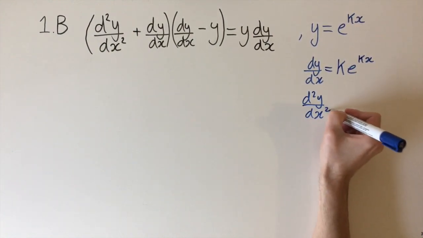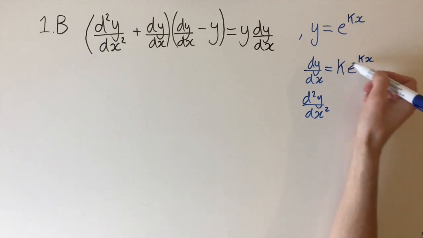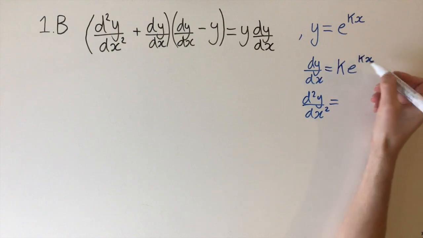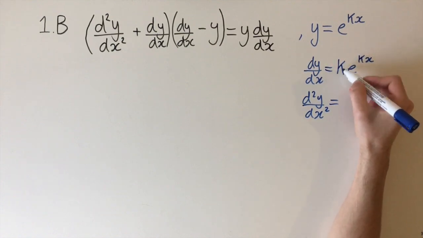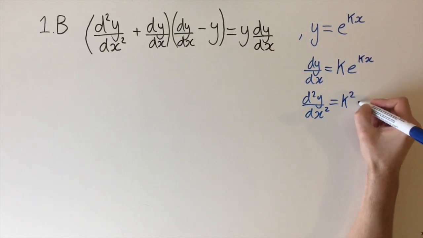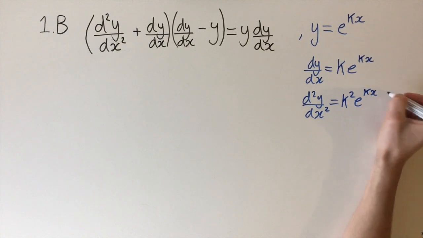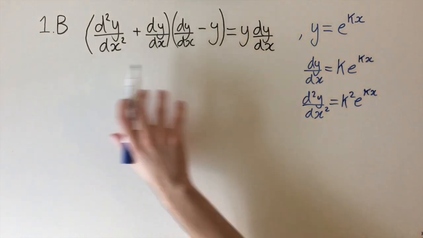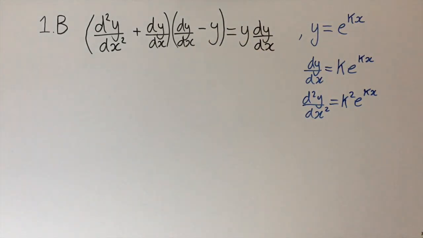We obtain that by differentiating this expression. Remember, k is a constant, so we can just bring down another factor of k. So it's going to be k times k e to the kx, and simplifying, that's just k squared times e to the kx. That should be fairly straightforward. So now we have these values, we can input them into this equation and then do some rearranging.